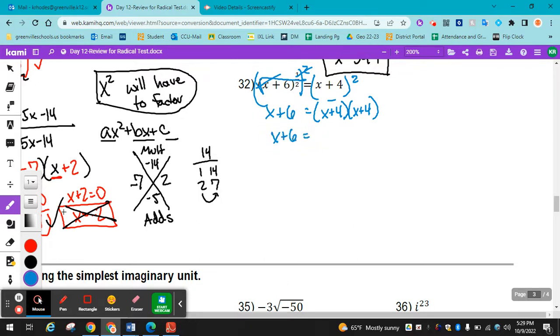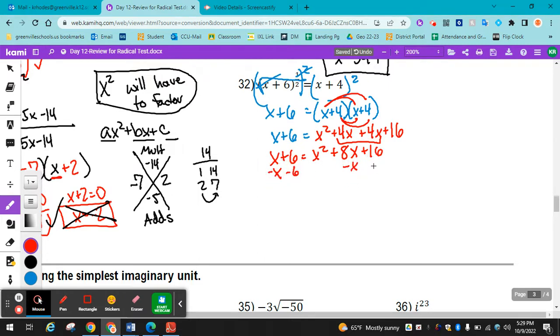So then I distribute. x goes to both of the terms in the other parentheses. 4 goes to both of the terms in the other parentheses. We're multiplying. Combine like terms. Move everything. Oh, we have an x squared, so we're going to have to factor. So move everything to the right, because I want to keep x squared positive, or your factoring's harder.